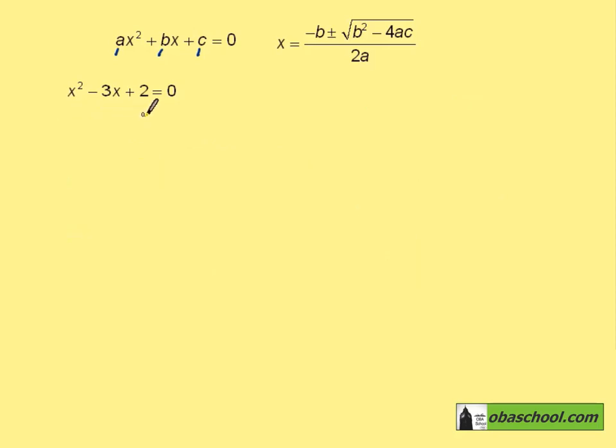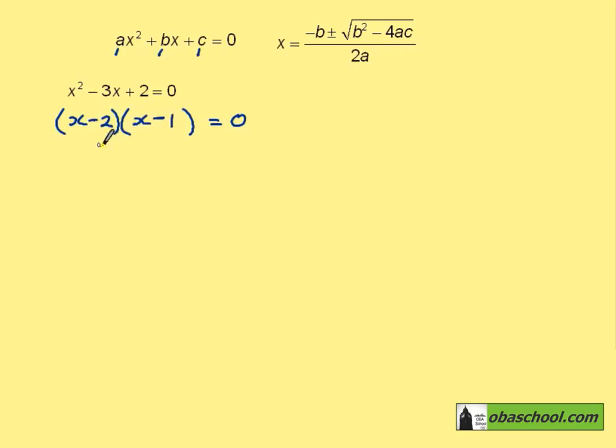For this first example, I deliberately chose a quadratic that could be solved by factorizing. Let's factorize into two brackets. We have x and x. For the 2, we need 2 and 1.